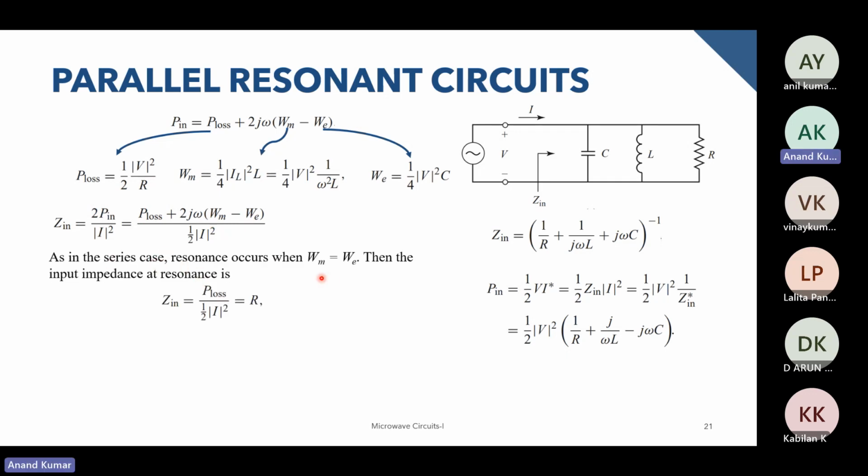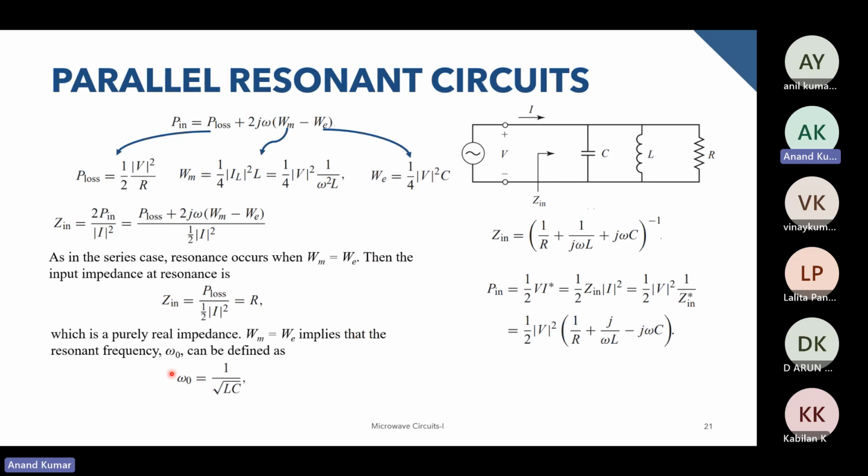Now, similar to what we did for the series case, the resonance occurs at Wm equal to We, so we are making the imaginary part of this input impedance equal to 0, and upon doing that, we see that the input impedance becomes equal to the resistance value over here, and the resonant frequency omega naught is found to be 1 upon root LC, which is the same as the series resonant case. So these two observations remain the same even though the circuit has changed. The input impedance and the resonant frequency remain the same.